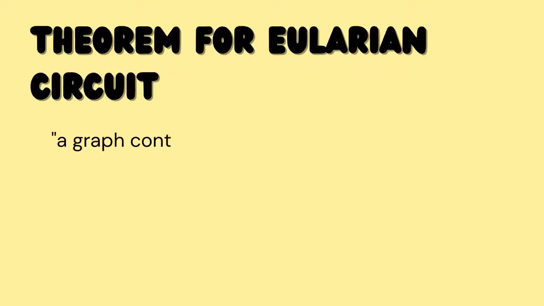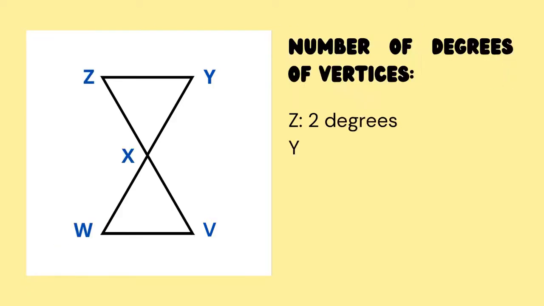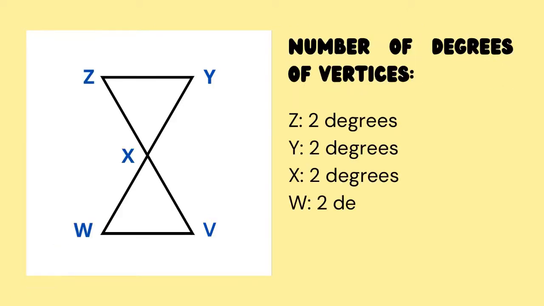On the other hand, the second theorem states that a graph will contain a Eulerian circuit if all vertices have even degree. Examining the second example, vertex Z has 2 degrees, Y also has 2 degrees, X has 4, W has 2, and lastly, V has 2 degrees as well. This satisfies the second theorem since all the vertices have even degrees. Therefore, the graph has a Eulerian circuit.